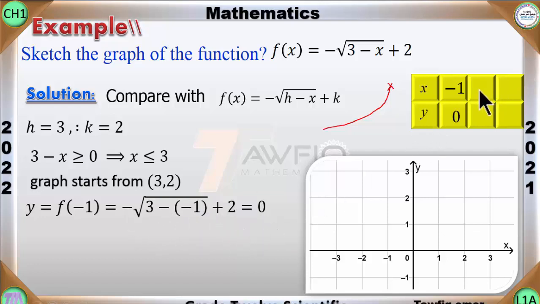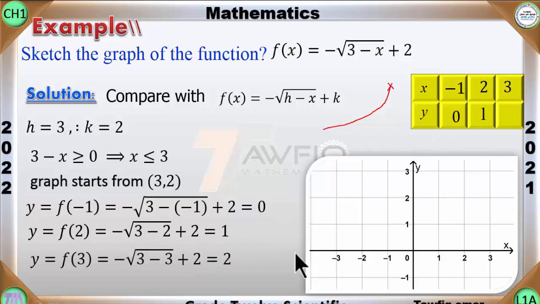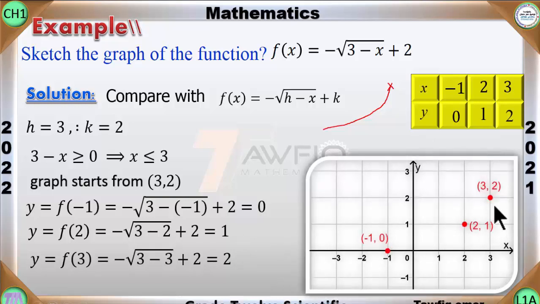And now we take 2. y equals f of 2, which equals minus the square root of 3 minus 2, plus 2. 3 minus 2 is 1. The square root of 1 is 1. Minus 1 plus 2 is 1. And now we must take 3, which gives us 2. And now plot the points on the coordinate. And now we draw from the start point to the down and left like this.